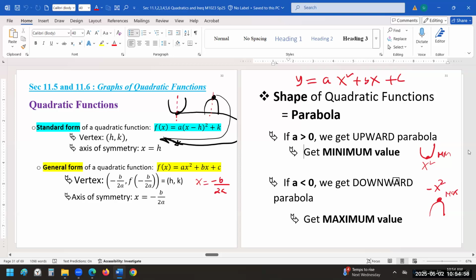Axis of symmetry means the vertical line which splits a parabola into two equal pieces. And since it's a vertical line, its equation has to have x equals something. So we have x equals the x below the vertex.